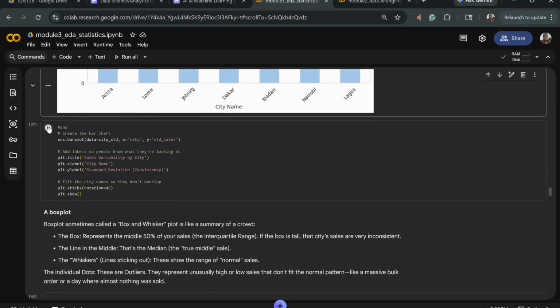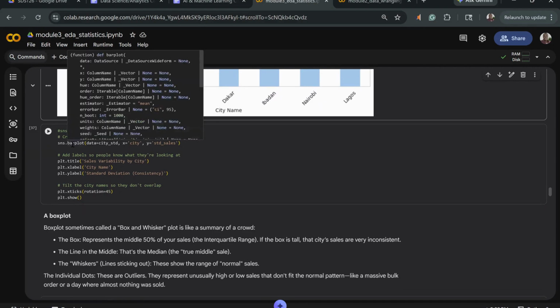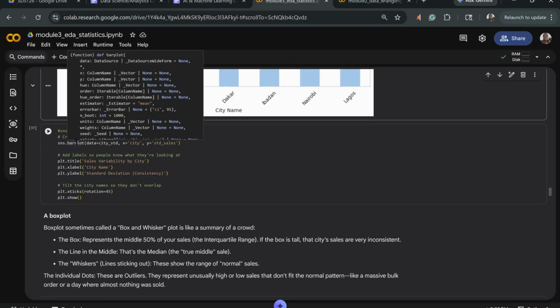We can also use sns, which is Seaborn. If you remember, we called on that when we started the module, importing Seaborn as sns. So if you want to use a bar plot in Seaborn, you just say seaborn dot barplot. Then the data that you, let's see, so it's here.